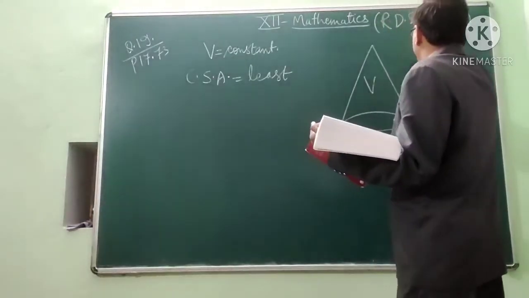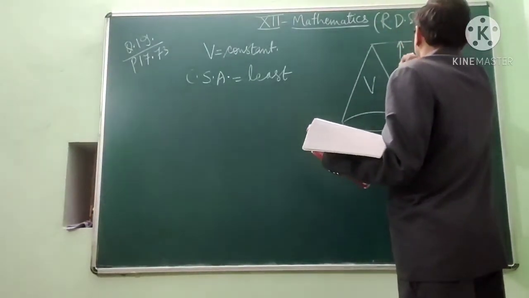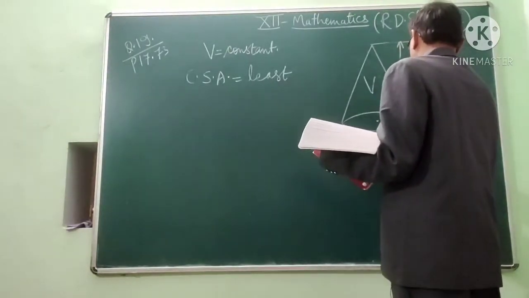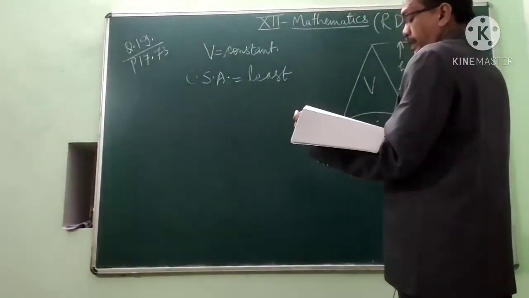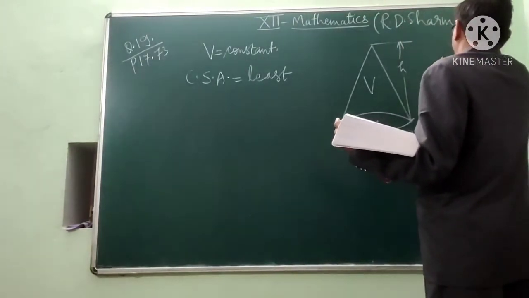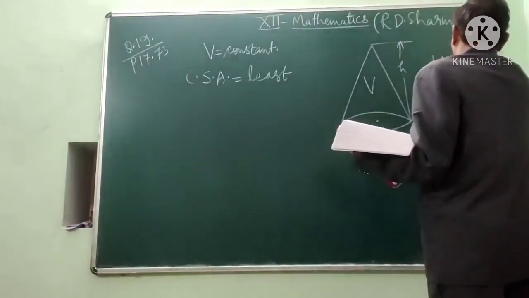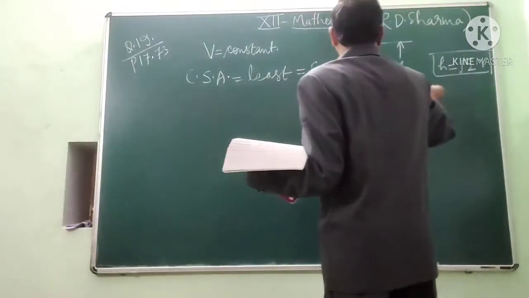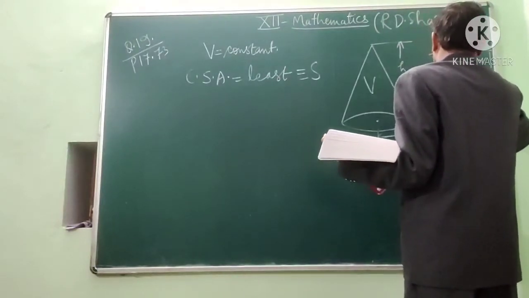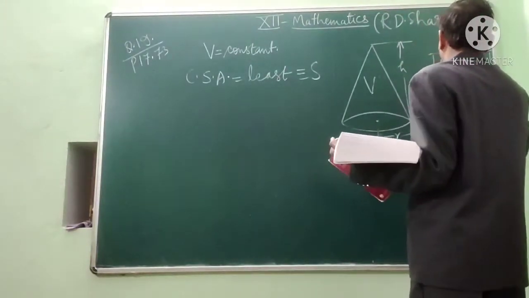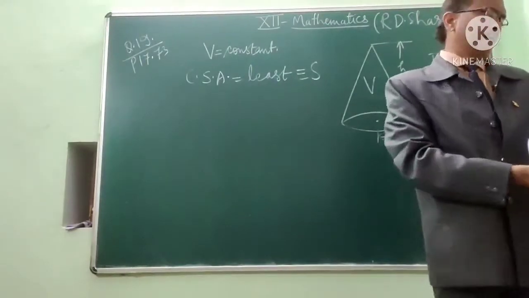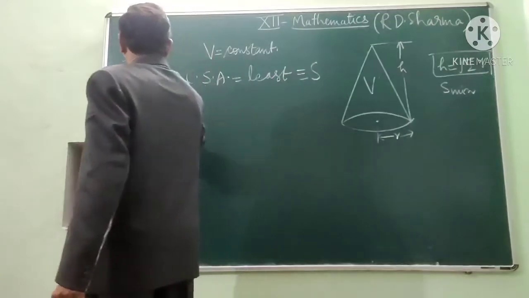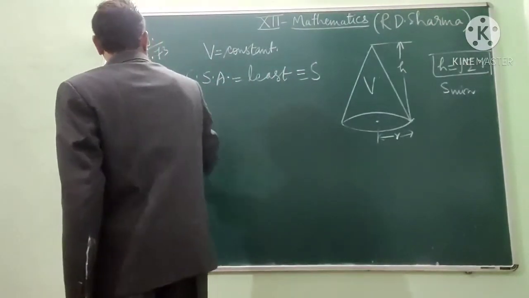when the height is √2 times the radius of the base. So we have to prove h equals √2 r when the curved surface area, let it be s, is minimum. When s is minimum, then h equals √2 r. Let's see the solution.